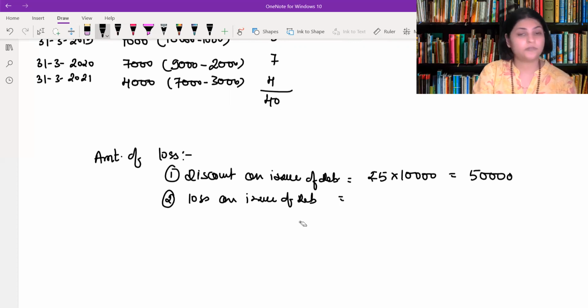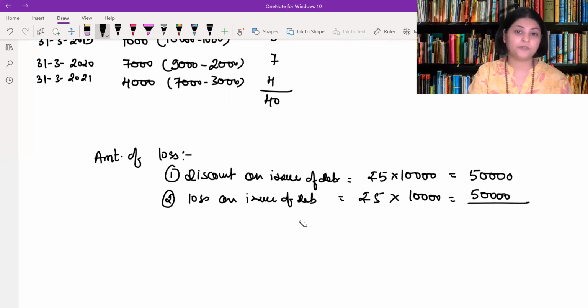This is also 5 rupees. It is 5% of 100 rupees, so this comes to 5 rupees. 5 rupees multiplied by 10,000 debentures, so this also comes to 50,000. So this 50,000 and 50,000 total makes 1 lakh rupees. So my total loss on issue of debenture, students, is 1 lakh rupees.